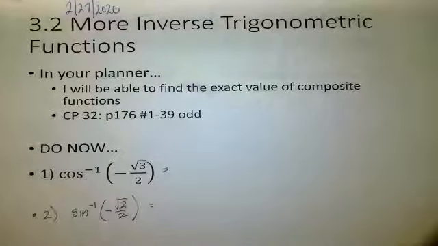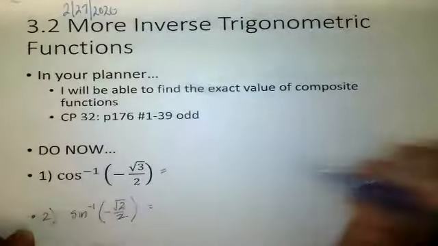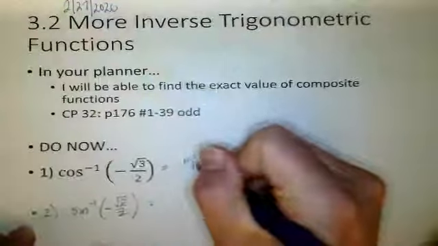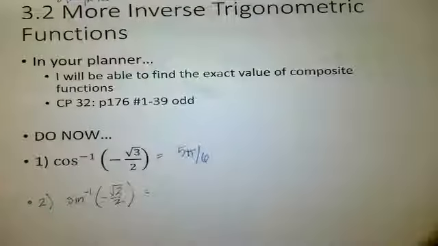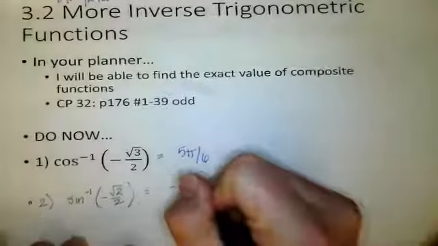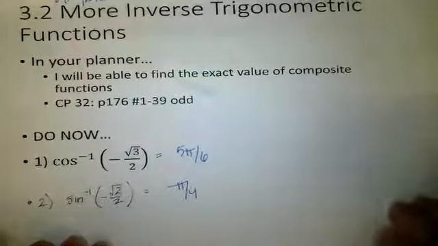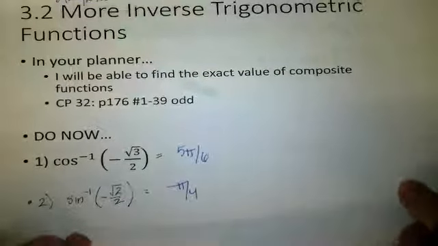All right, cosine inverse of negative radical 3 over 2 is? It is what it is. Good job. 5 pi over 6 is correct, so good job. Sine inverse of negative radical 2 over 2? Negative pi over 4. Negative pi over 4, very good. All right. Good, good, good.